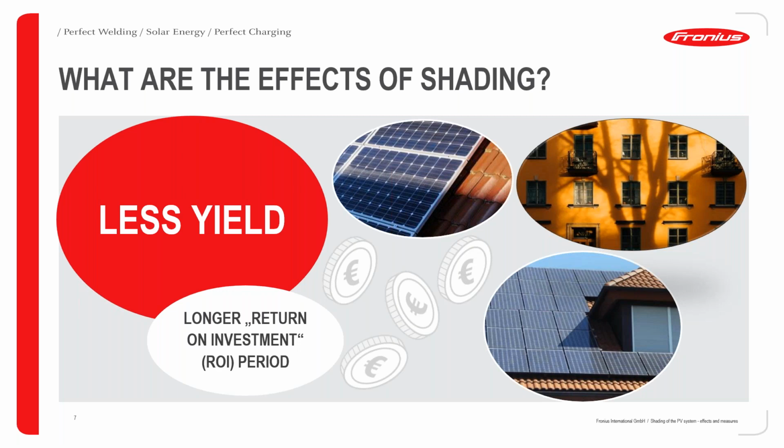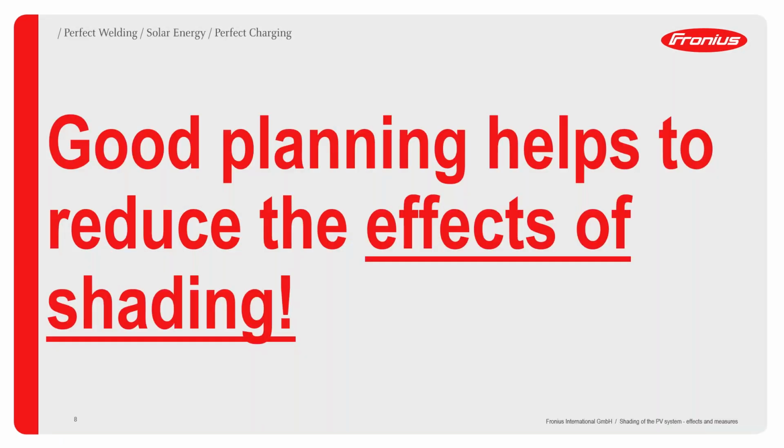Of course, we'll have to do everything in our power to see how we can mitigate the effects of shading. Like I said earlier, good planning helps to reduce the effects of shading. So the first question we need to ask ourselves is, during the design and the layout plan, we need to have a well thought out design that would avoid occasions of shading.